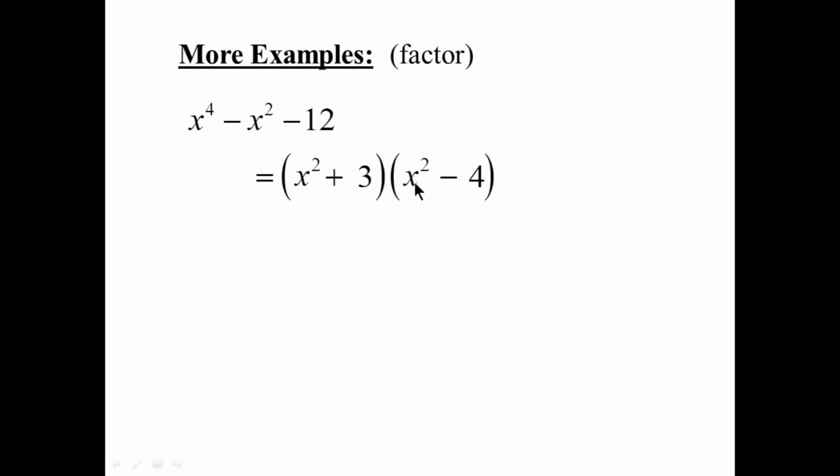And looking at the factors, we see that x squared minus 4 is a difference of squares. So it breaks down into x minus 2 times x plus 2. While x squared plus 3 is brought along like luggage at the airport. You just bring it with you. So you don't drop it, you have to bring it with you.